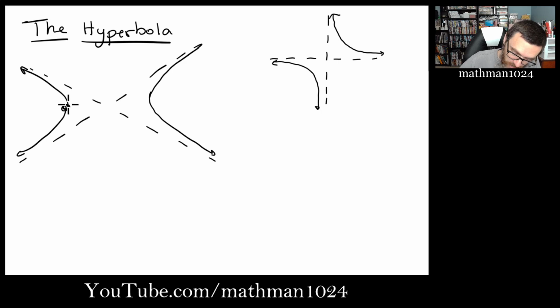You're going to have your two vertices, so vertex 1, vertex 2. You're going to have your center here in the middle, naturally. And then remember what we said about the foci. Foci are always going to be inside the curve. So you're going to have foci here and here.